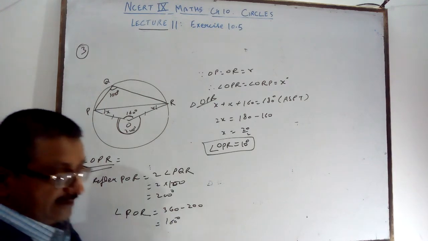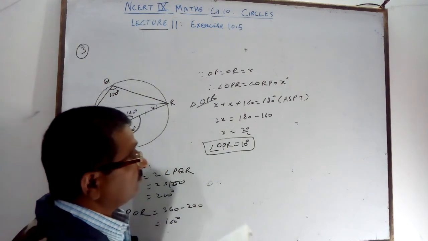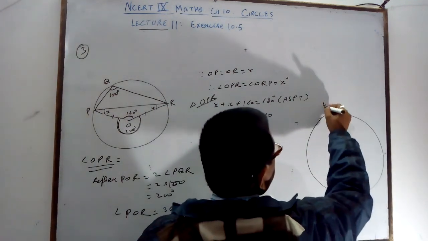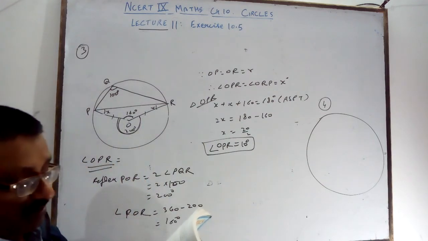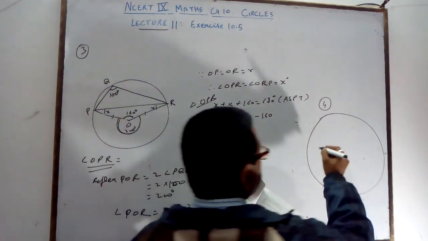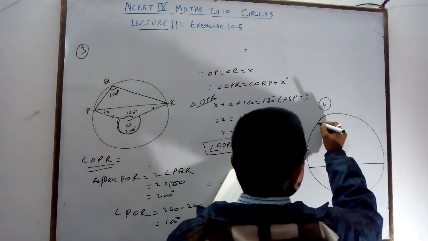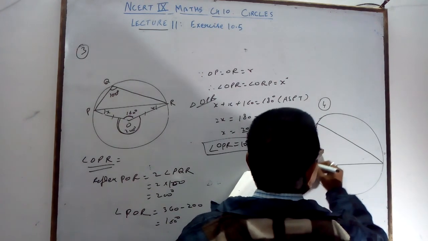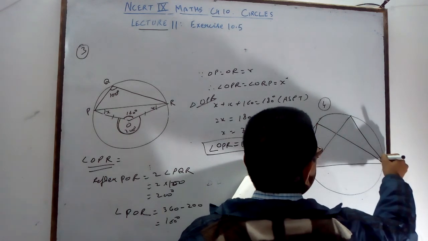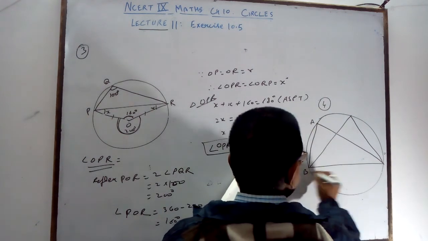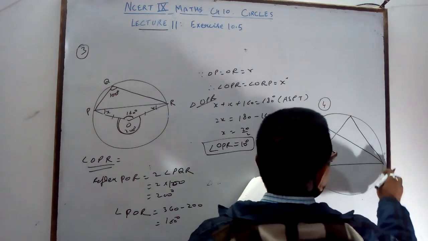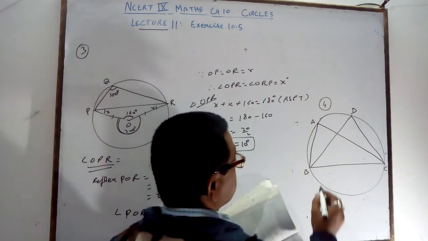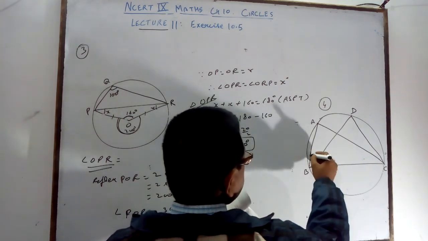Question number 4 is given. In question number 4 also there is a figure given. ABC and DBC. One is ABC, another is DBC.